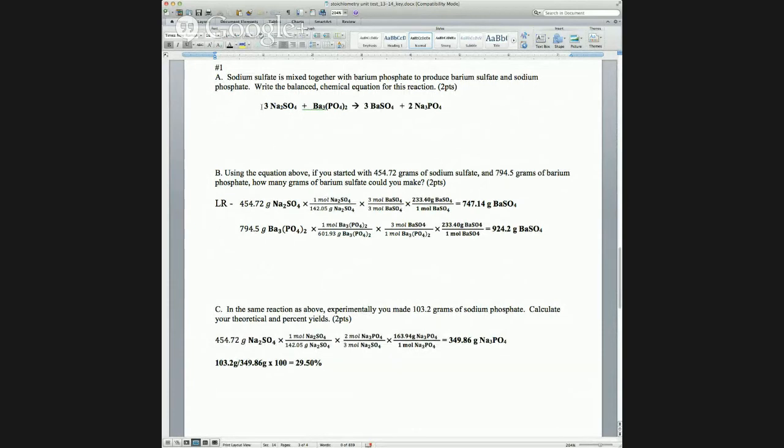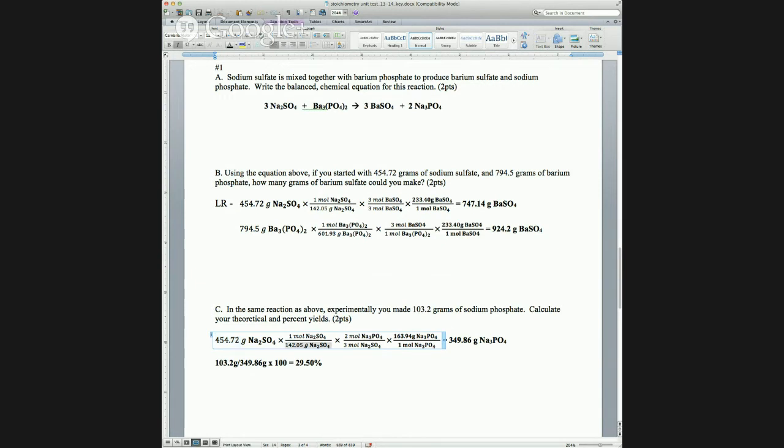So you have this equation. The sodium sulfate plus barium phosphate yields barium sulfate plus sodium phosphate. And after you do all this, you determine that the sodium sulfate is your limiting reactant, and that your two products are barium sulfate and sodium phosphate. In B, you had to go to barium sulfate. In C, you're going to a different product. So you started with your limiting reactant. And because the limiting reactant was sodium sulfate, you start with your 454.72 grams of sodium sulfate.